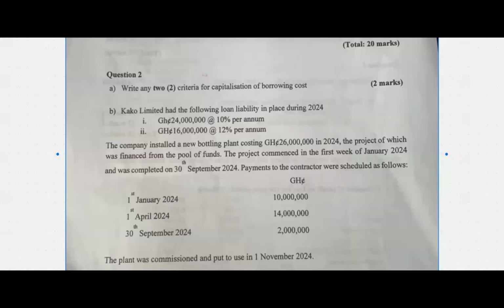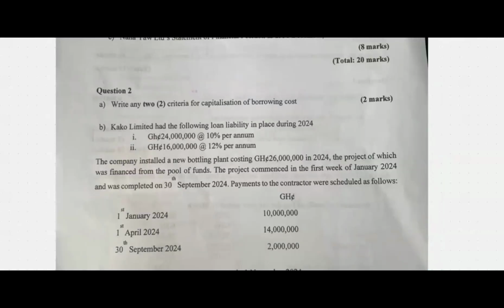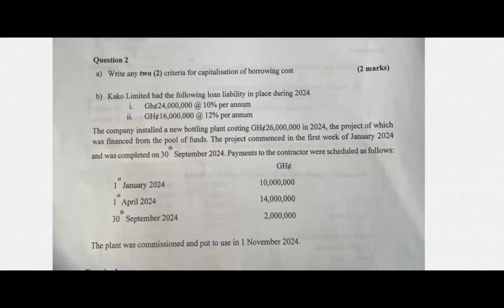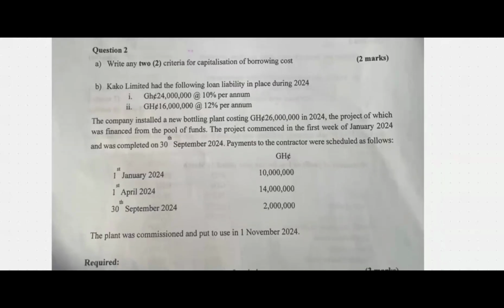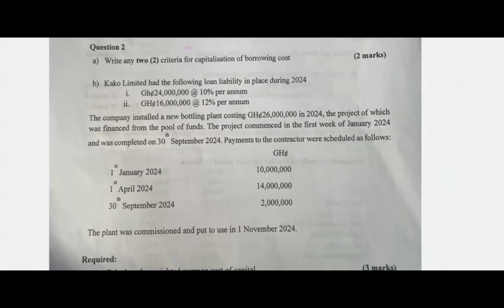Can you all see the screen? Hello, can you all see the screen? Yes, please. Why can some see and others claim it's not clear? It's clear now. Okay, I hear.